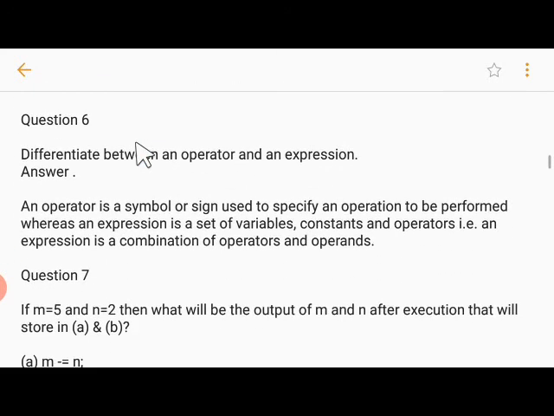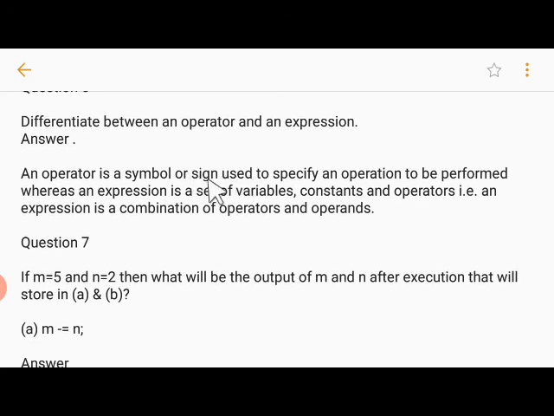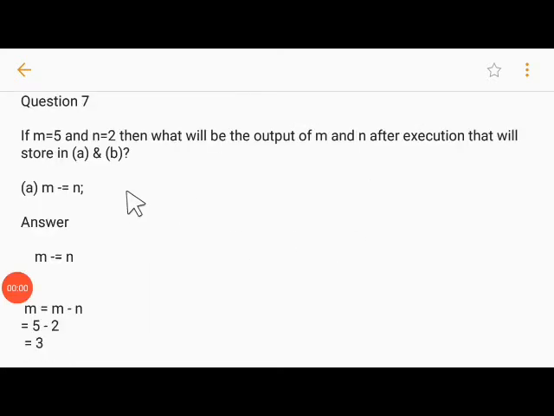Now differentiate between an operator and an expression. An operator is a symbol or sign used to specify an operation to be performed, whereas an expression is a set of variables, constants and operators. That is, an expression is a combination of operators and operands. So you can just write: operator is a symbol to perform an operation, and expression is a combination of operators and operands, where operators perform certain operation upon the operand. That's it.